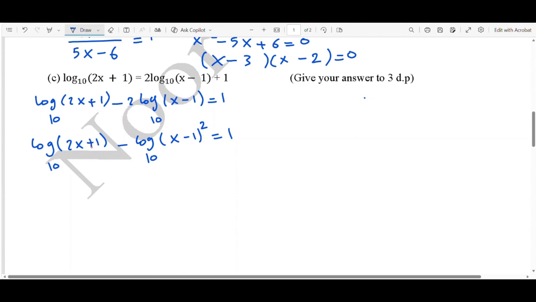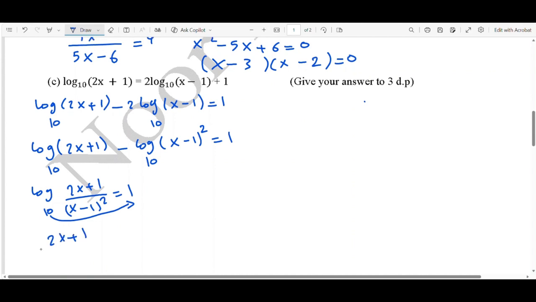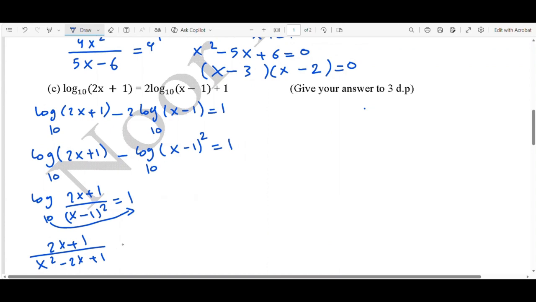This is log 2x plus 1 over x minus 1 all of it squared to the base 10 equals 1. Converted to the exponential form: 2x plus 1 over x squared minus 2x plus 1 equals 10. Cross multiplication.